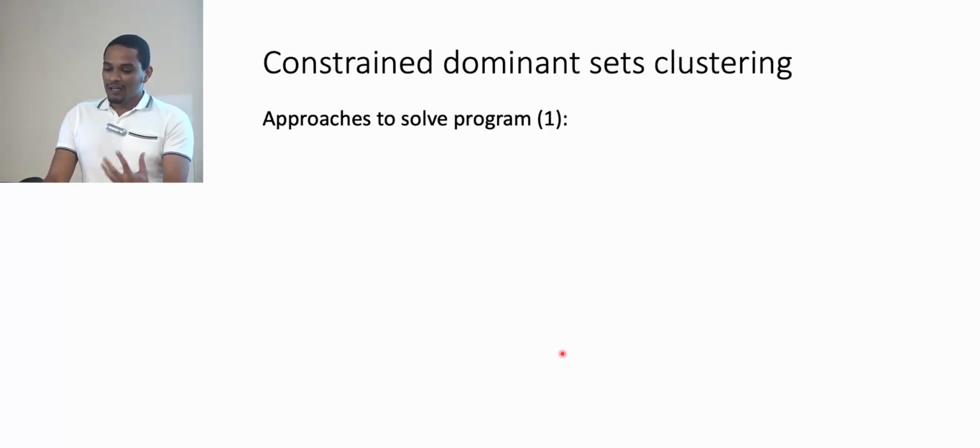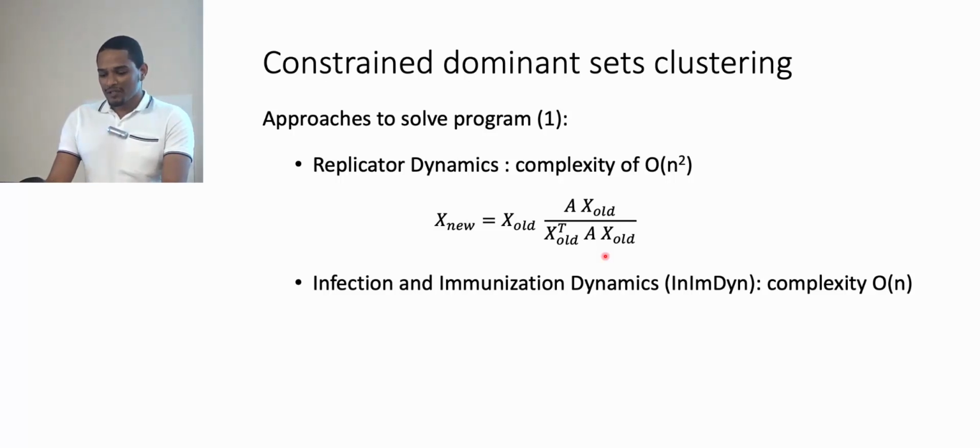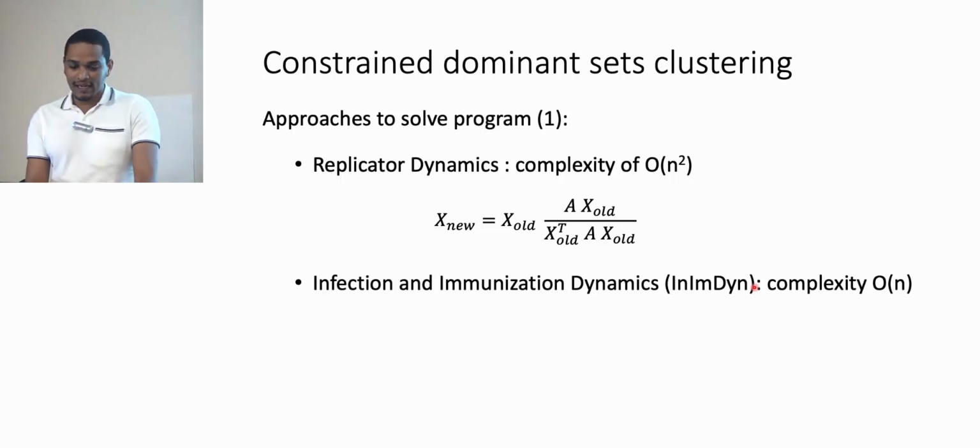To solve this, as I said, there are several algorithms. A pretty famous one is the replicator dynamics, which evolved from evolutionary game theory and has a computational complexity of order n squared. It's very intuitive, very simple. You can write it in three lines of MATLAB code and get the solution pretty fast. The other variant is infection immunization dynamics, which also evolved from evolutionary game dynamics and has linear time complexity. However, these two dynamics require the whole graph to generate these clusters.